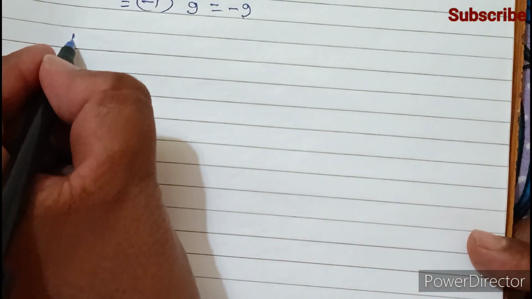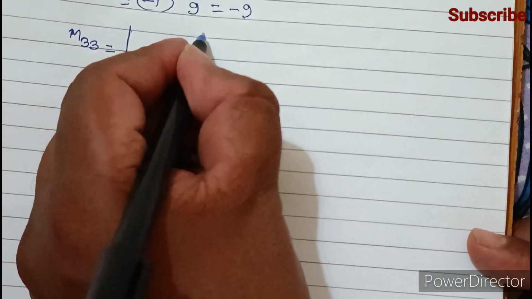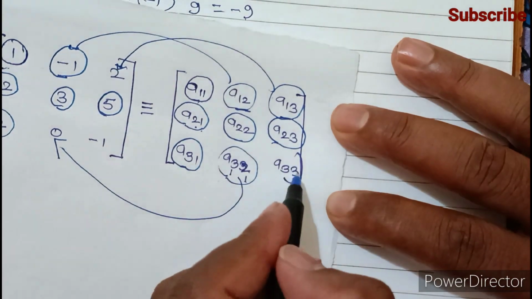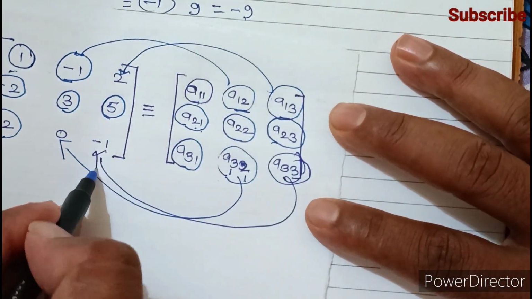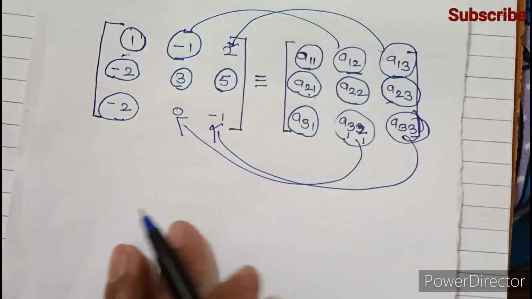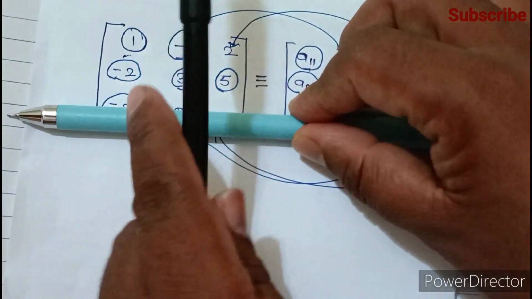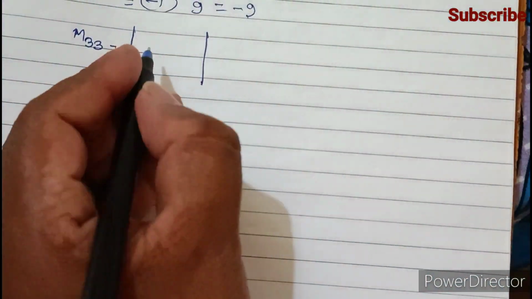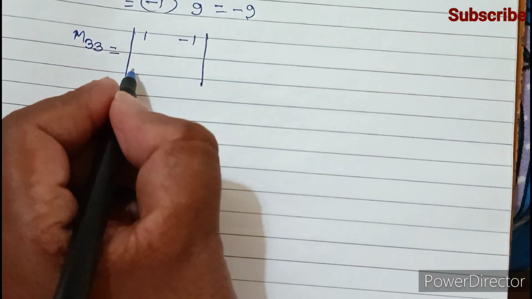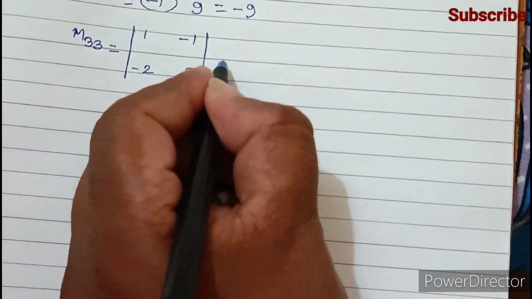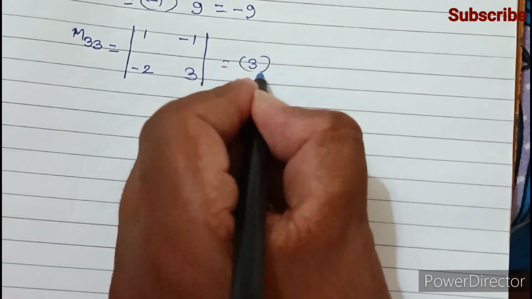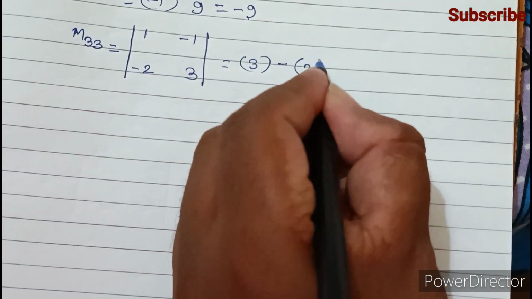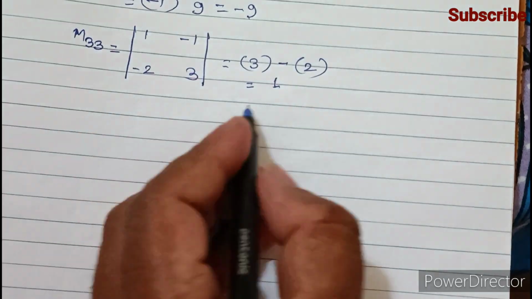Now finding the value of M33, the minor of this position, the minor of element minus 1. By dropping the elements in third row and third column, we get the elements 1, minus 1, minus 2, 3. We get 3 into 1, 3, minus minus 1 into minus 2, that will be plus, 3 minus 2, that is 1. We get the element here.